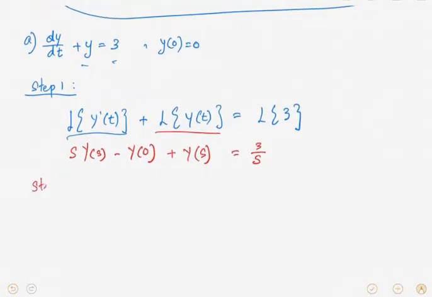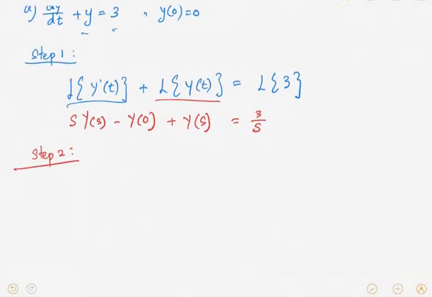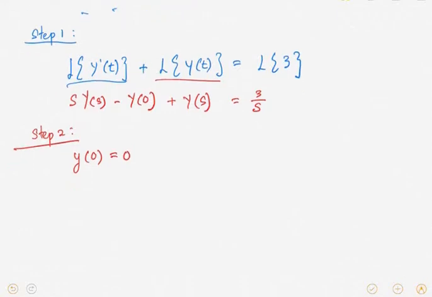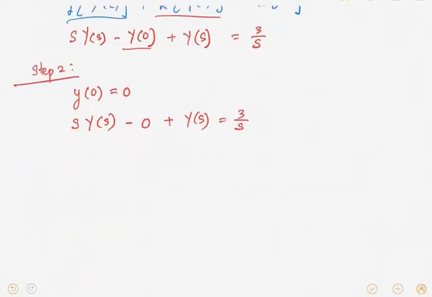And then the second step is the initial condition. You need to consider the initial condition y(0) equals 0. When t equals 0, y equals 0, so you can substitute in. So you have sY(s) minus y(0), so you substitute y(0) equals 0, then plus Y(s) equal to 3 over s. This is step number 2.